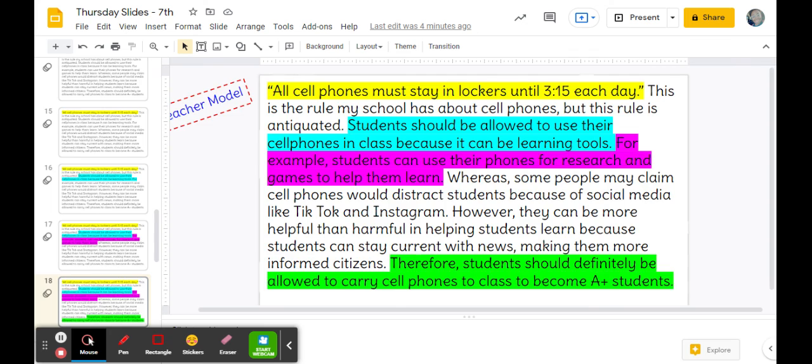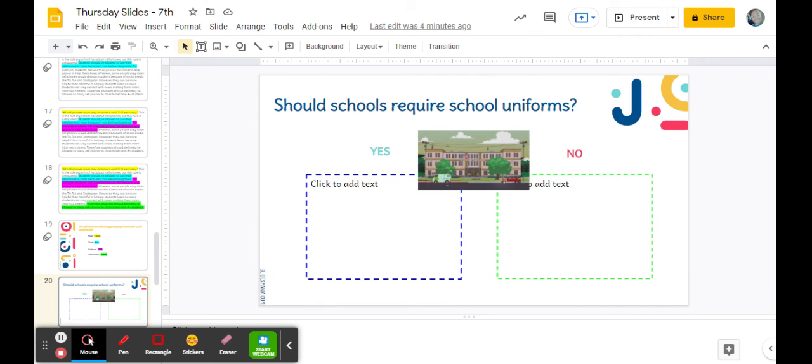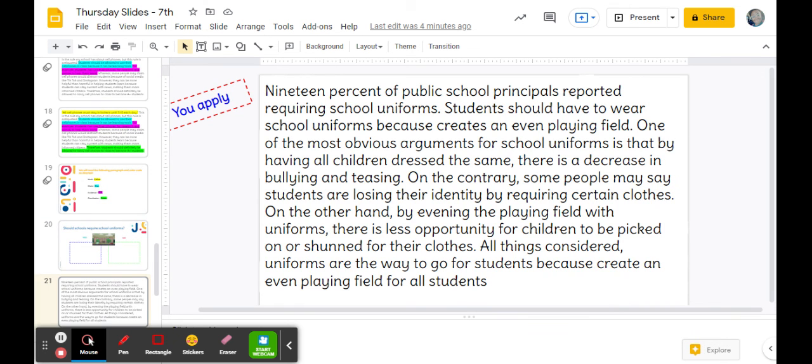So at this point, you are going to do one on your own. So yours is, should schools require school uniforms? Your highlighting key is right here on slide 19. If you need to look at the example, it is still in the slides. But you are going to take this paragraph and go through and highlight which sentence you think is the hook, the claim, the evidence, and the conclusion.